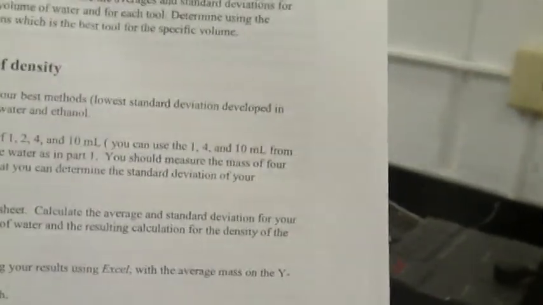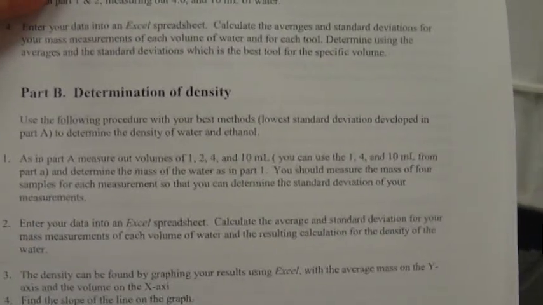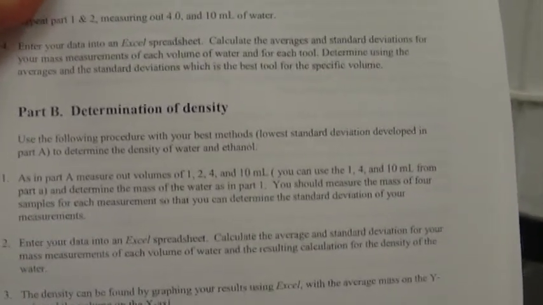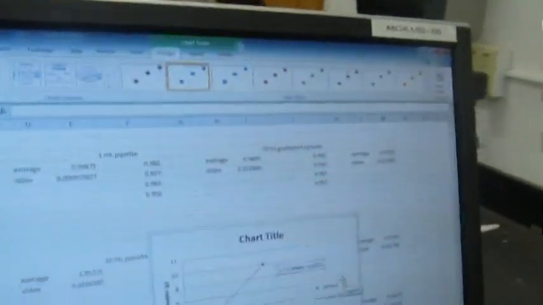Right. Okay, now according to this lab, we repeat it, but we're going to be finding the density of ethanol. Is that right? Right. Okay, so how are we going to do that now? 1, 2, 4, and 10 milliliters of ethanol. That's right. Do we have to do it with 3 different tools? Nope. We know which tools are the most accurate, so we can just use those tools again.